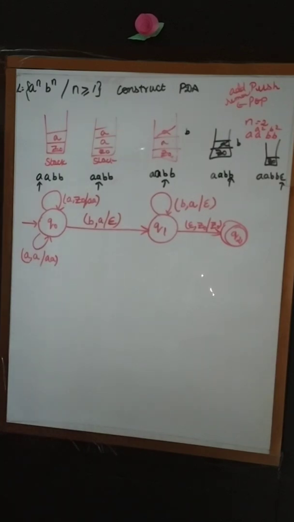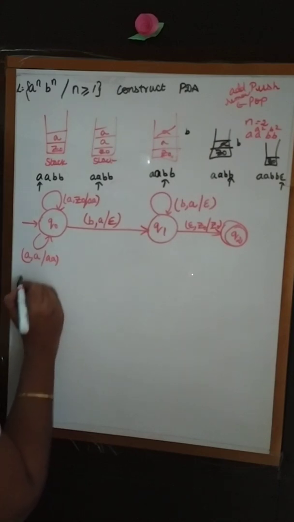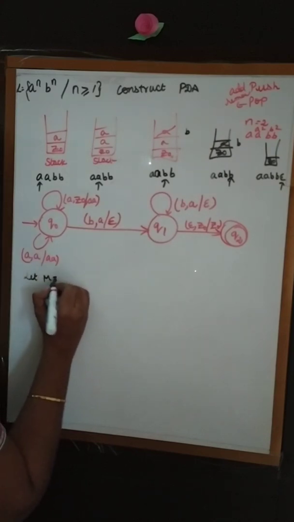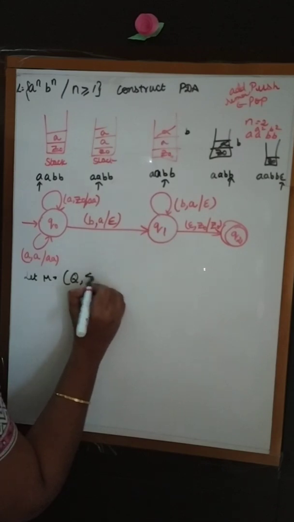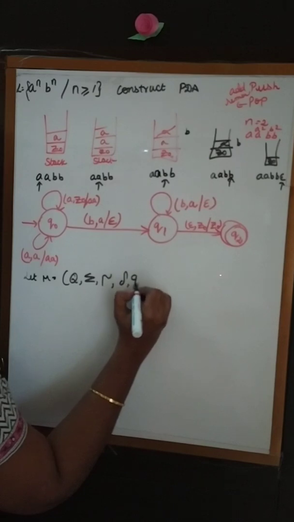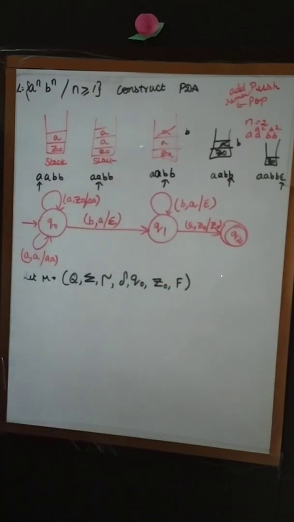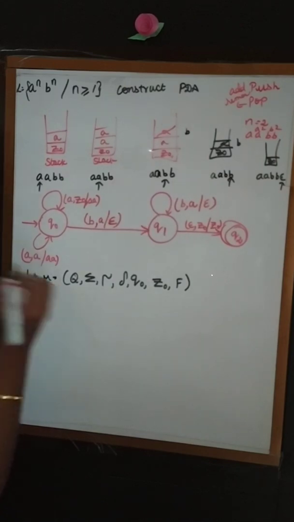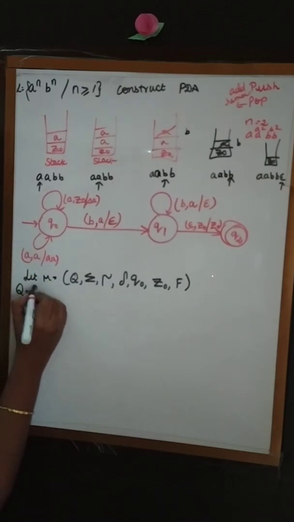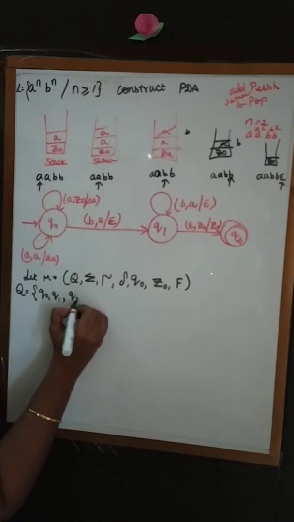So now I have to write it in terms of the formal definition. I have to write what is my Q, what is my sigma, all those things. So let M equal to Q comma sigma comma tau comma delta comma q naught comma z naught comma F. Now we have to write, what is my Q? Q will be the states. What are the states I have got? q naught, q1 and then q2.